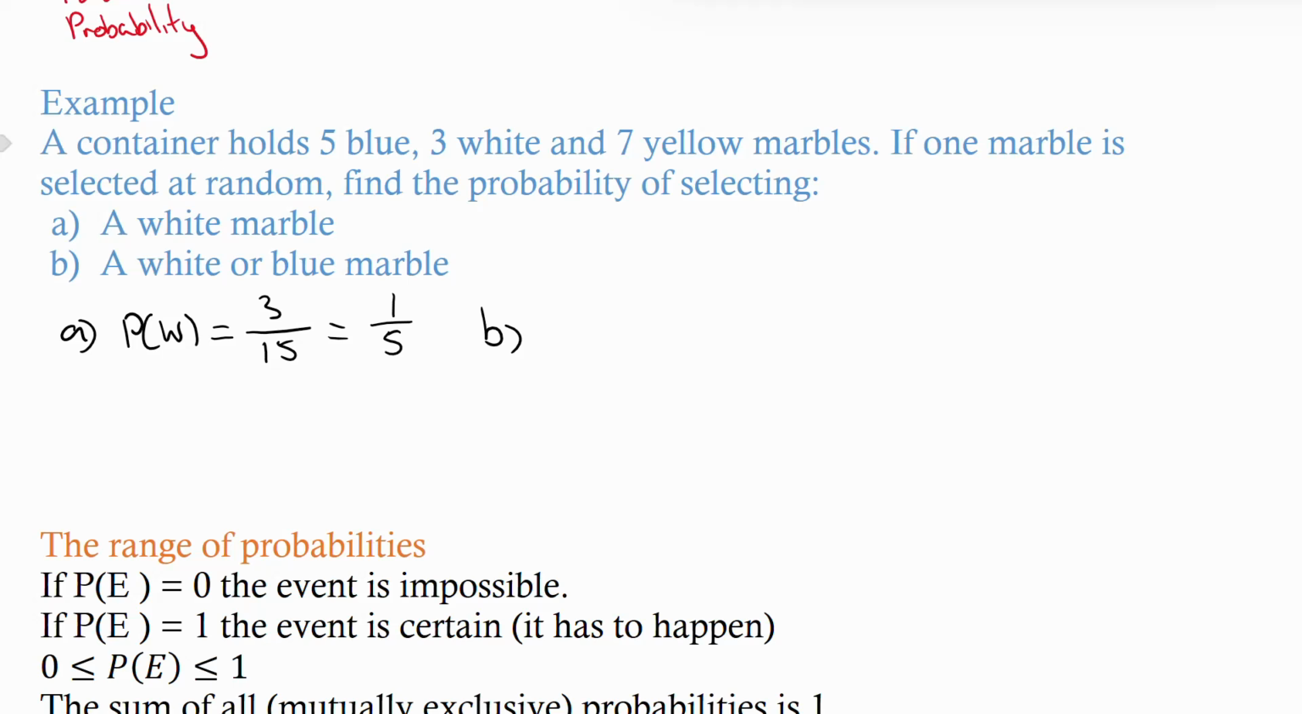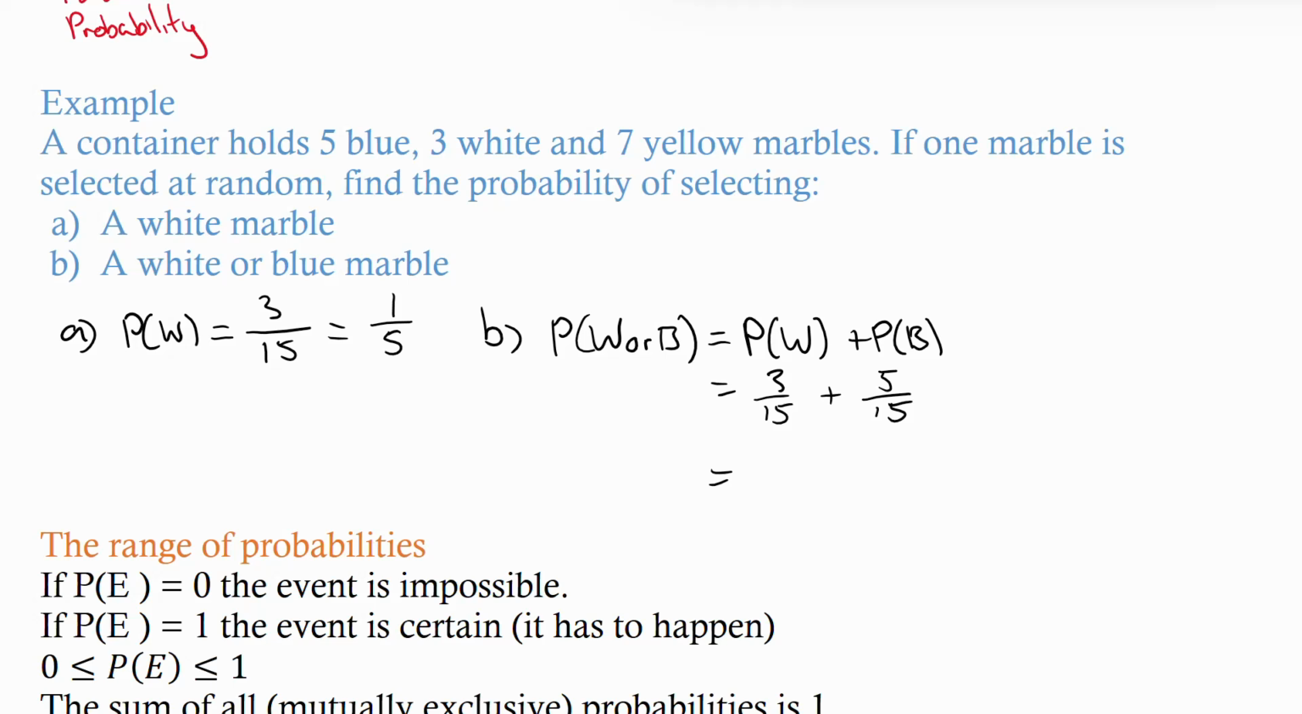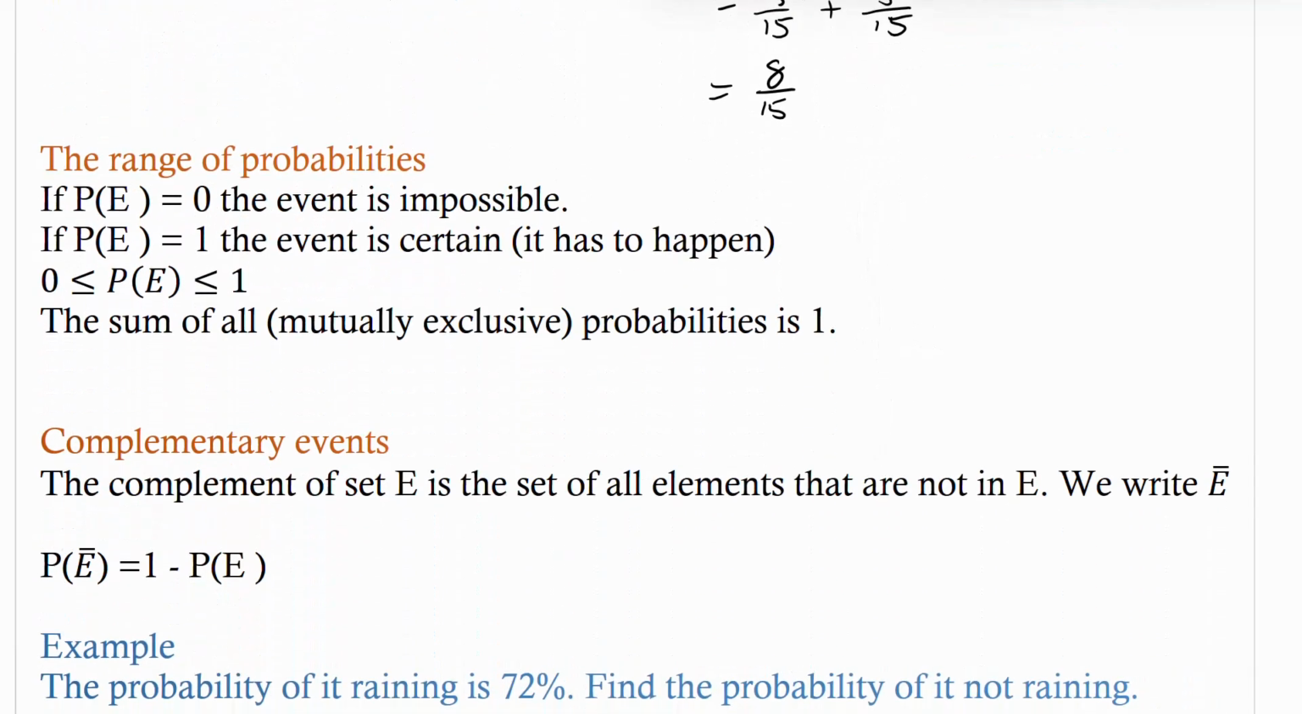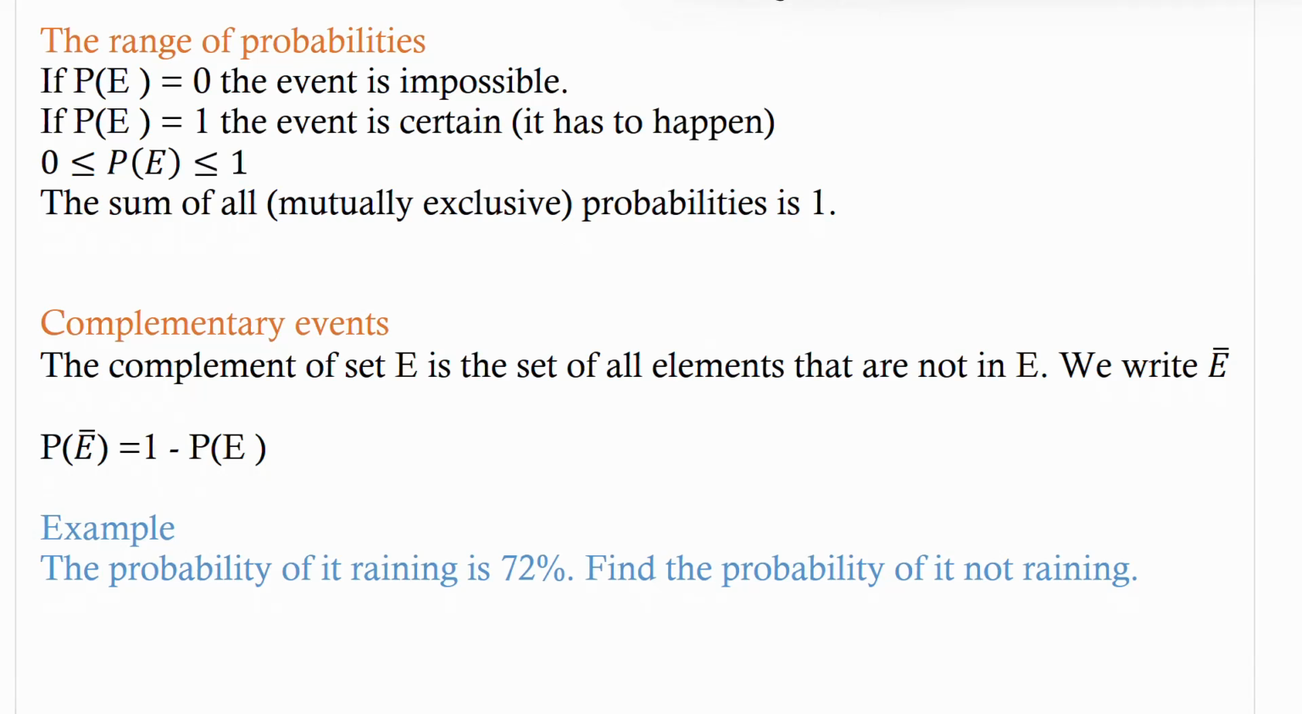So essentially what we're going to do is the probability of white or blue is the same as the probability of white plus the probability of blue. So in this case, that's 3 over 15 plus 5 over 15. The reason I didn't use the simplified version here is because these both have the same denominator and I can just quickly add them together. So 8 over 15.